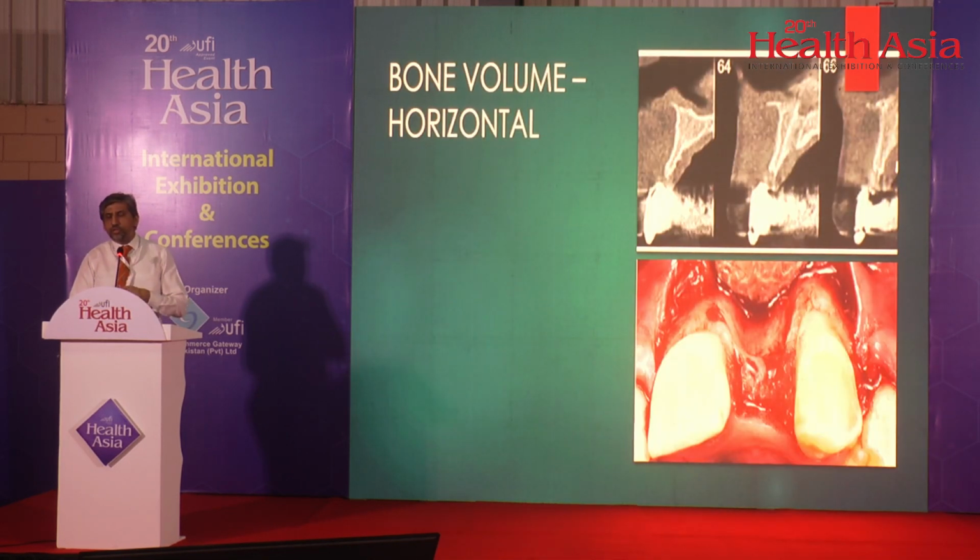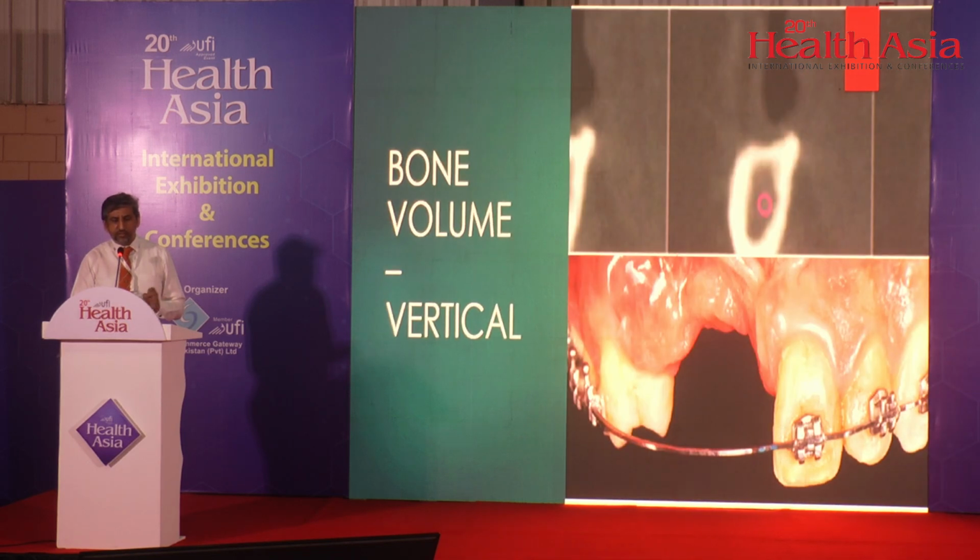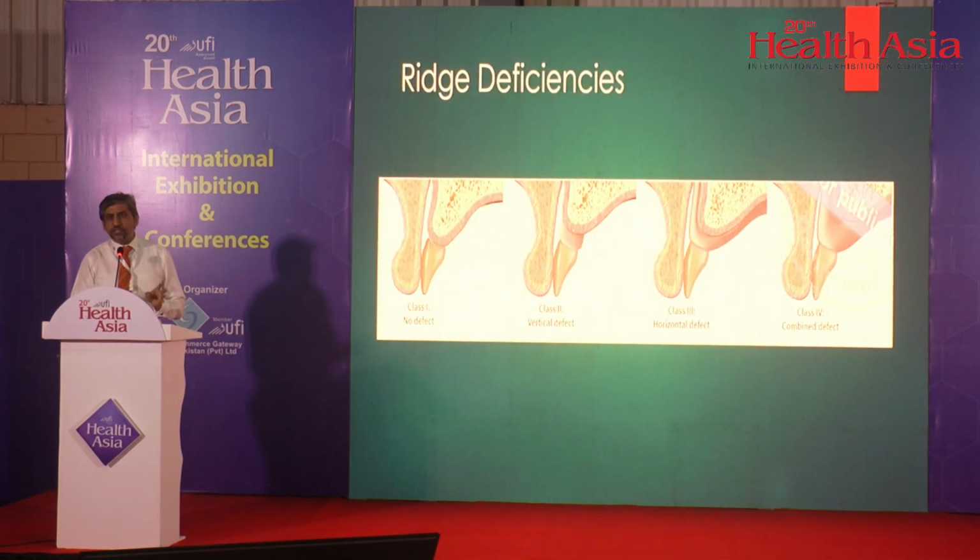The bone volume is very important. Now it can be a horizontal bone loss or a vertical bone loss. You need to see the patient on radiograph, on the cast model, and clinically, to determine whether this patient has a horizontal bone loss or a vertical bone loss. So these are the ridge deficiencies, class 1, class 2 and class 3.